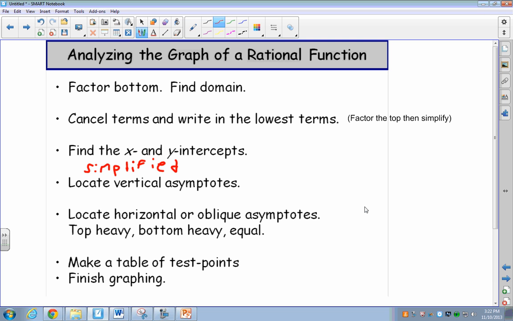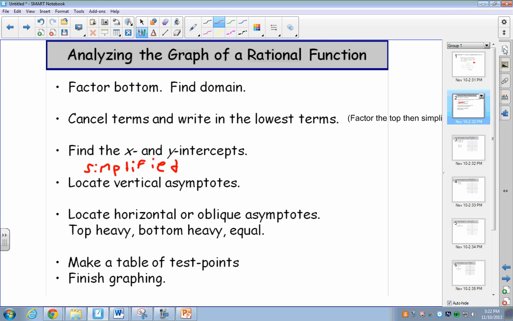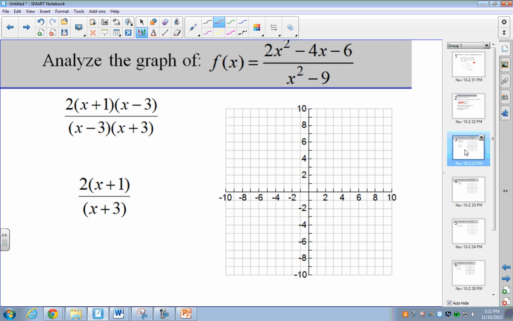Locate vertical asymptotes, and then locate all the other asymptotes, whether or not it has a horizontal or oblique asymptote. Then we'll make a table of test points to help us finish our graph. Okay, so let's do an example.